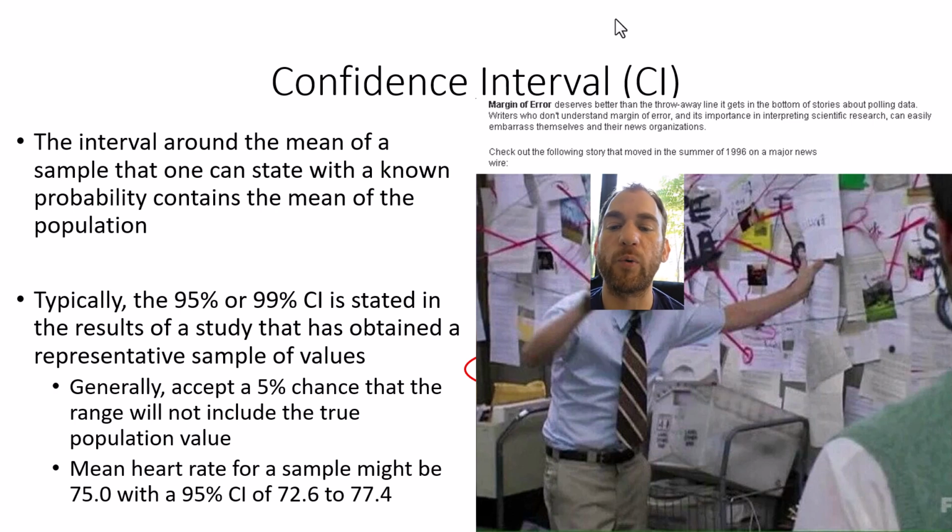This is defined as the interval around the mean of a sample that one can state with a known probability contains the mean of the population. Very easy to digest, obviously. Typically, the 95% or 99% confidence interval is stated in the results of a study that has obtained a representative sample of values. Generally, we accept a 5% chance that the range will not include the true population value. For example, mean heart rate for a sample might be 75, with a 95% confidence interval of 72.6 to 77.4.